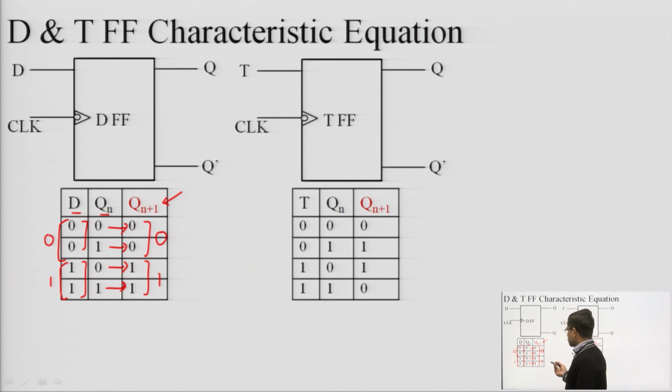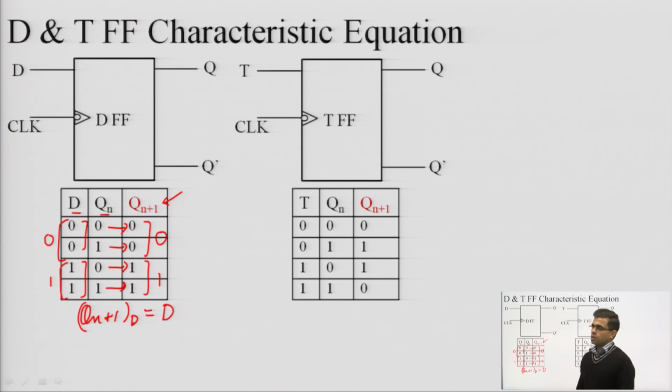So, we are not solving that K map for that. The Qn plus 1 for D flip flop will be equal to D. So, this becomes the characteristic equation of D flip flop. Similarly, we can proceed to the T flip flop.